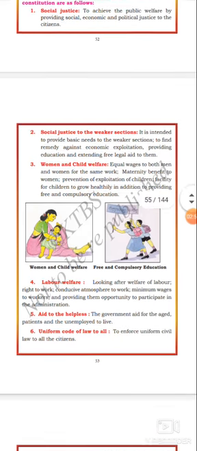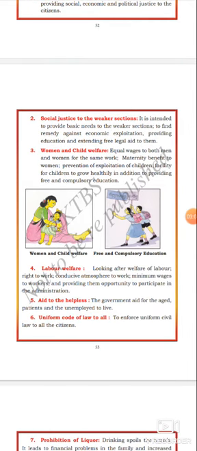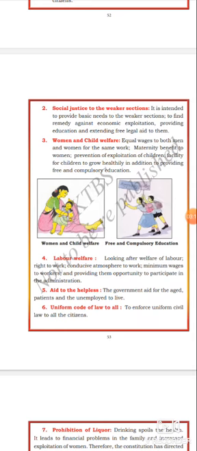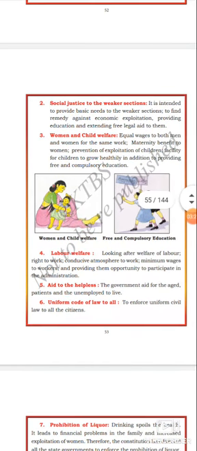Second one is social justice to the weaker sections. It is intended to provide basic needs to the weaker sections, to find remedy against economic exploitation, providing education and extending free legal aid to them. What are the basic needs? Food, shelter, drinking water. These are the basic needs.